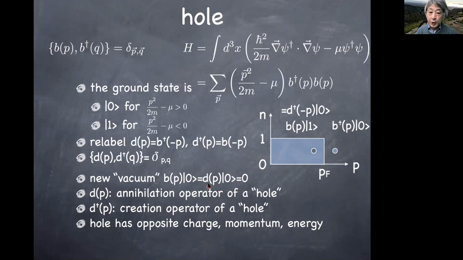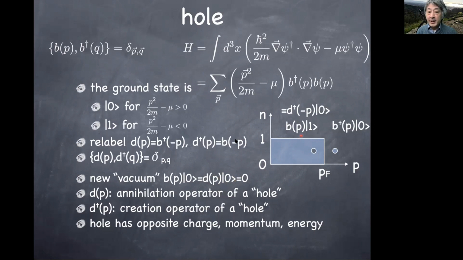Yeah. So the ground state used to be that when you try to add more particles, namely b dagger of p, on the occupied state 1, that vanishes. And now we relabeled b dagger by d. So we're looking for a state where you cannot remove a hole. Namely, from the point of view of the hole, that's the state that's annihilated by the annihilation operator. And that's what we normally call 0.